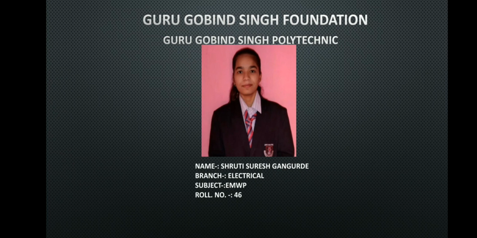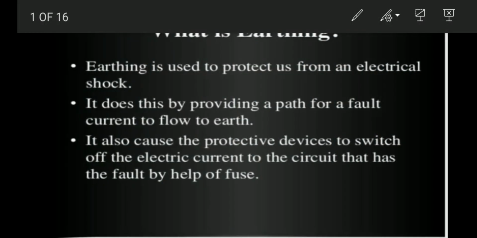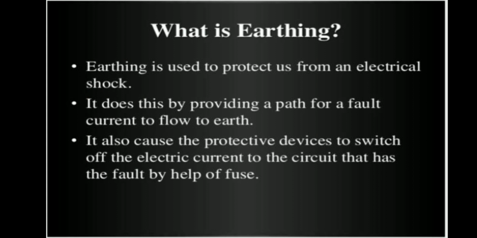Today the topic of my presentation is all about earthing. First, we will see what earthing is. Earthing is used to protect us from an electrical shock. It does this by providing a path for a fault current to flow to earth. It also causes the protective device to switch off the electric current to the circuit that has the fault.